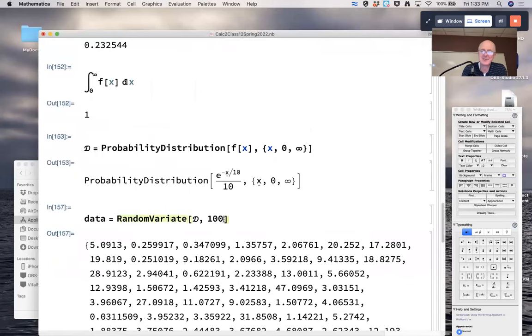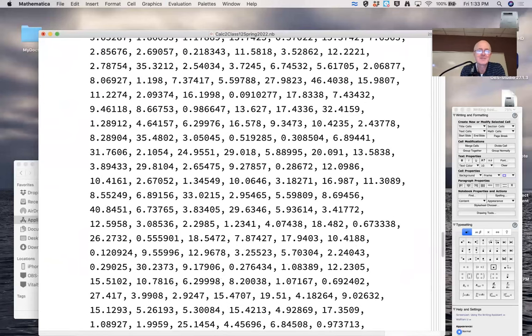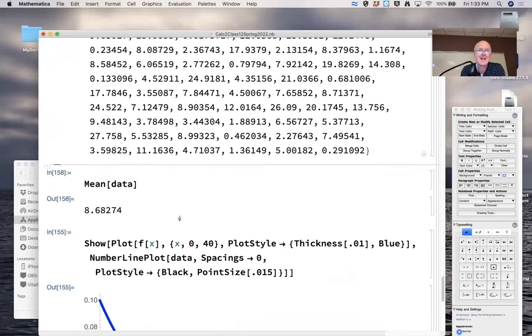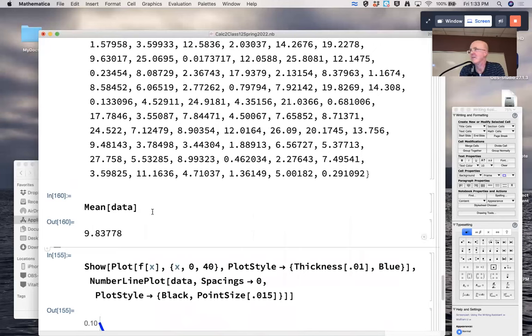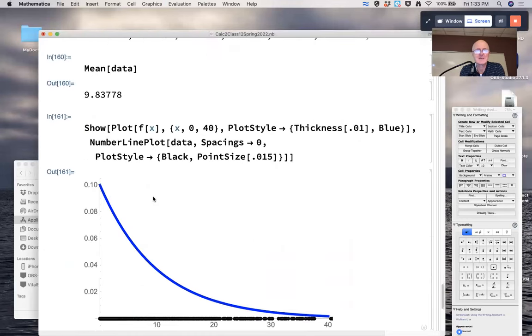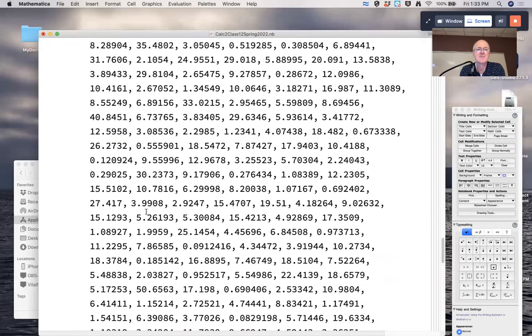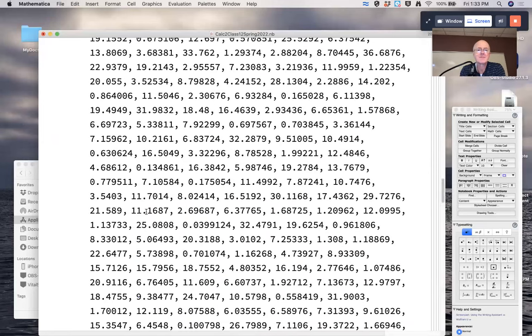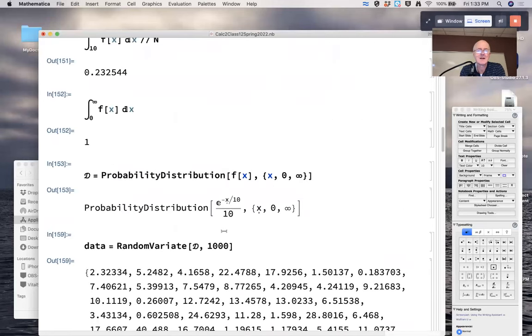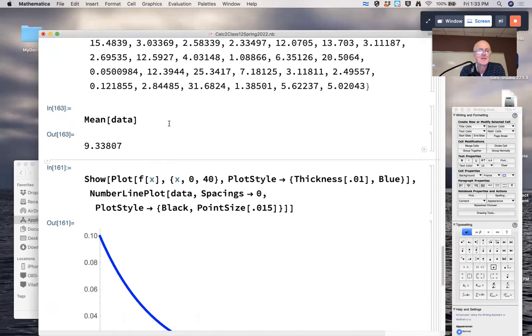If I do 1,000 data points instead of 100, yeah, there's 1,000 data points. Now the mean is closer to 10 for sure. Of course, if I make the plot, it'll be too many points. It's really dense over here, though you can't really tell. I'm going to go back to 100 data points.